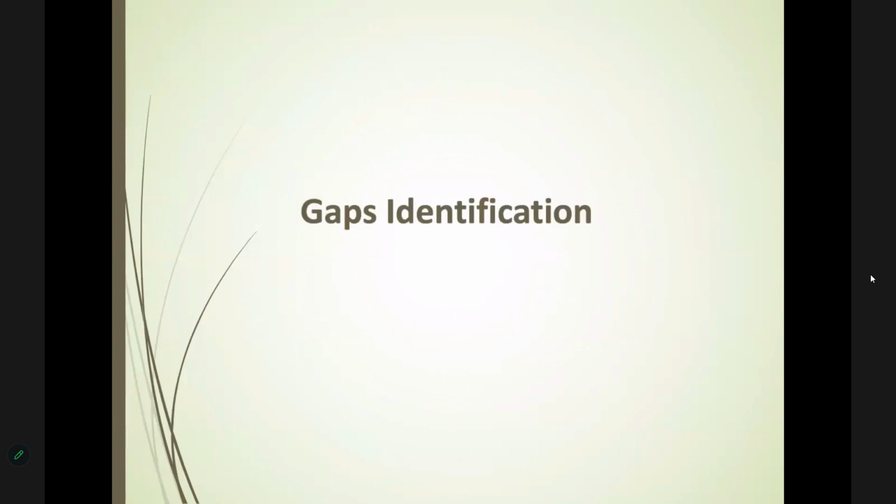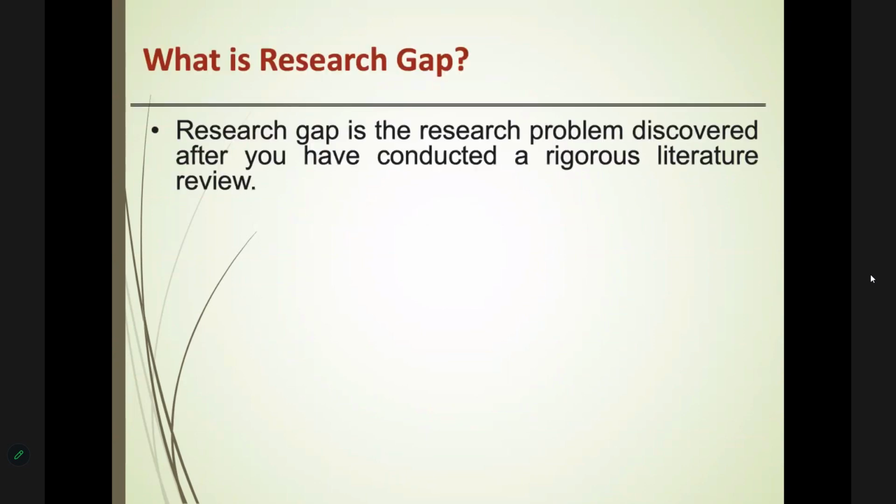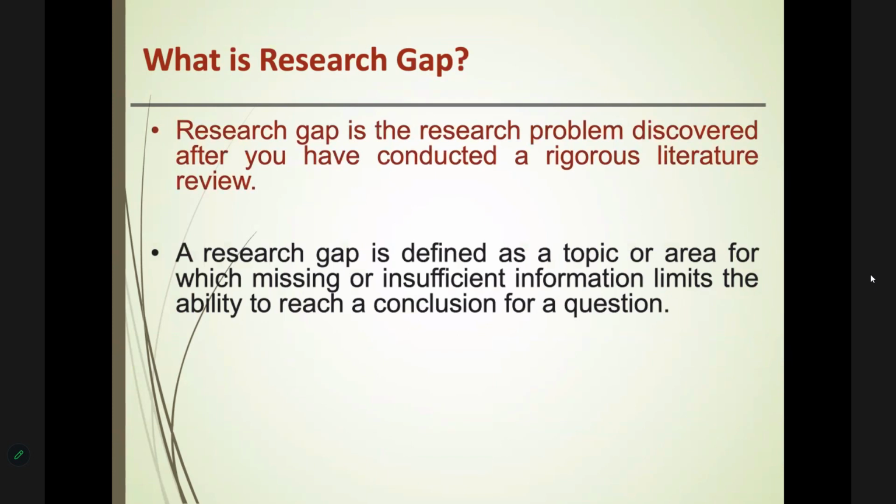So when you say gap identification, what is the research gap? There are several definitions actually. Some define the research gap as the problem discovered after you conducted a rigorous literature review, right? After you do a literature review, you have come up with, okay, this is the key problem that you want to address. Then that is a research gap. It is also defined as a topic or an area where missing or insufficient information limits the ability to reach a conclusion for a question.